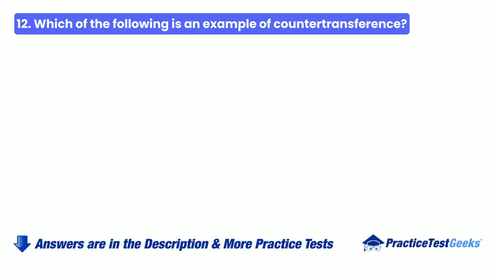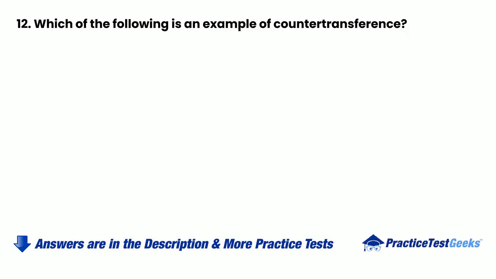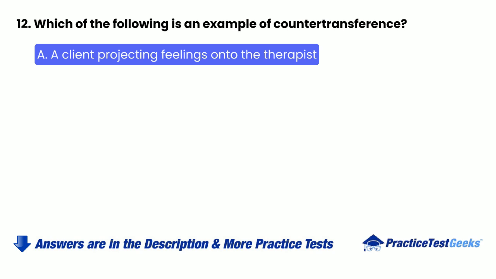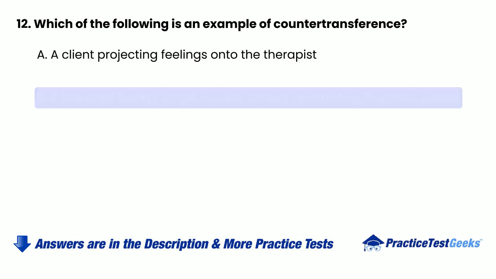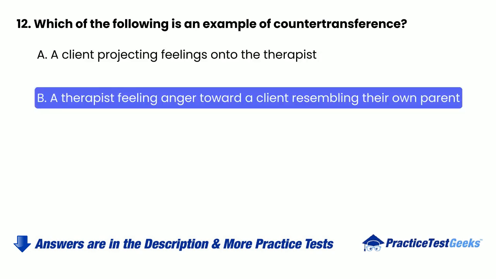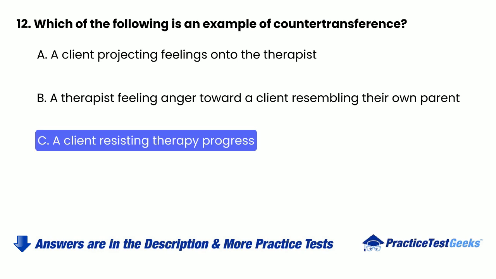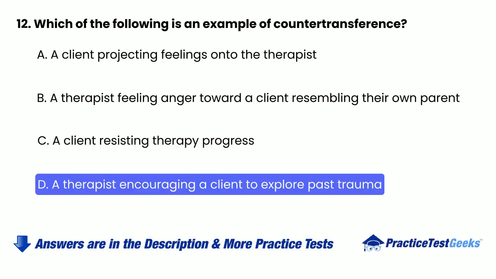12. Which of the following is an example of countertransference? A. A client projecting feelings onto the therapist. B. A therapist feeling anger toward a client resembling their own parent. C. A client resisting therapy progress. D. A therapist encouraging a client to explore past trauma.